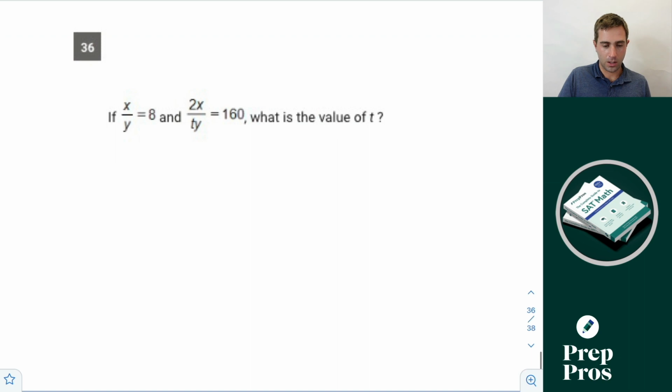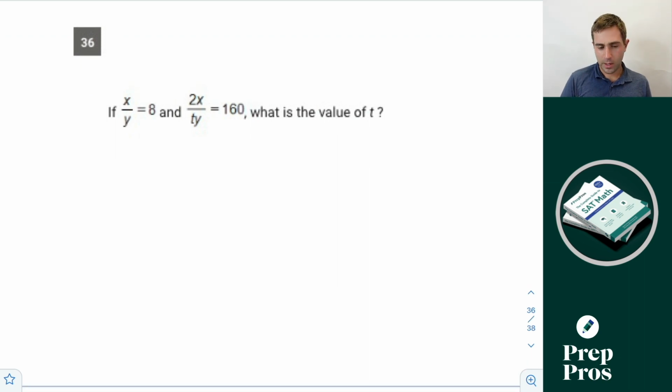Yep. All right. If x over y equals 8 and 2x over ty equals 160, what is the value of t? So we're going to have to do some substitution here. So x over y equals 8.